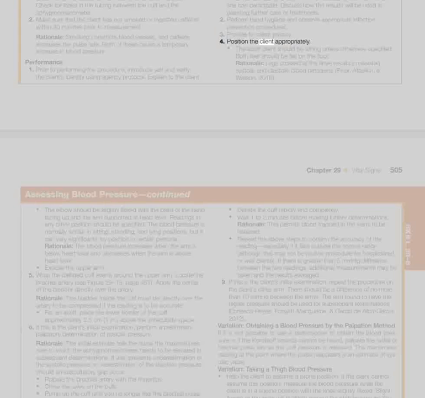4. Position the client appropriately. The adult client should be sitting unless otherwise specified. Both feet should be flat on the floor. Rationale: legs crossed at the knee results in elevated systolic and diastolic blood pressures (Pinar, Atalkin, and Watson, 2010).